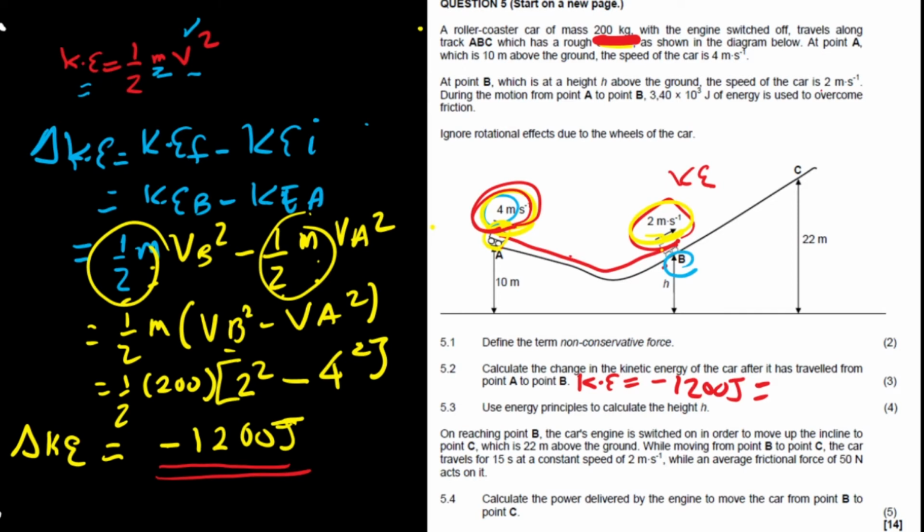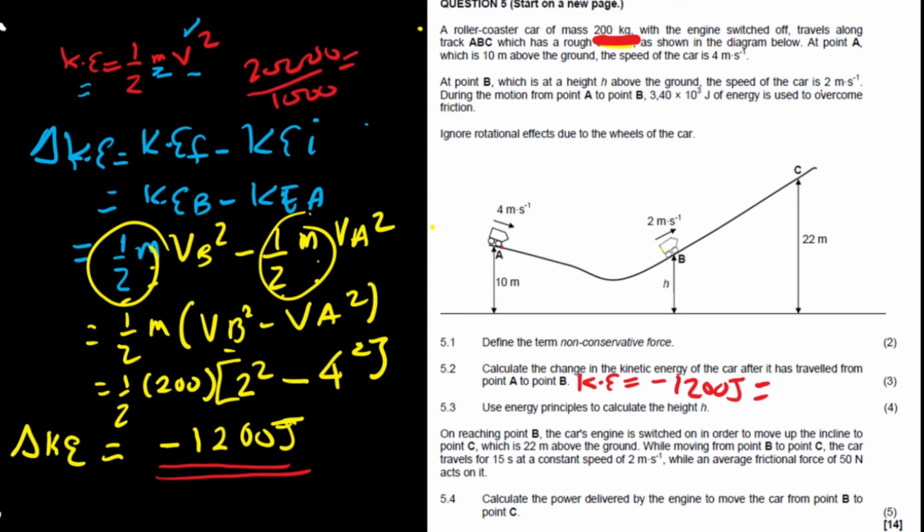But there's something very, very important. Whenever you have an energy, if it's more than 1000, change it to kilojoule, just like a gram. It's not good to say 20,000 gram. The best way is to divide by 1000, so it becomes kilogram. So this is going to be 20 kilogram. Same here, this is more than 1000, so divide by 1000. So this gives us 1.2 what? Kilojoule. So this is negative 1.2 kilojoule. This is the change in kinetic energy from A to B.